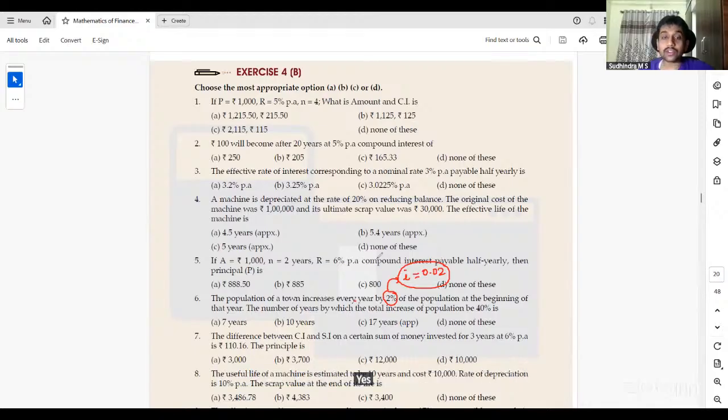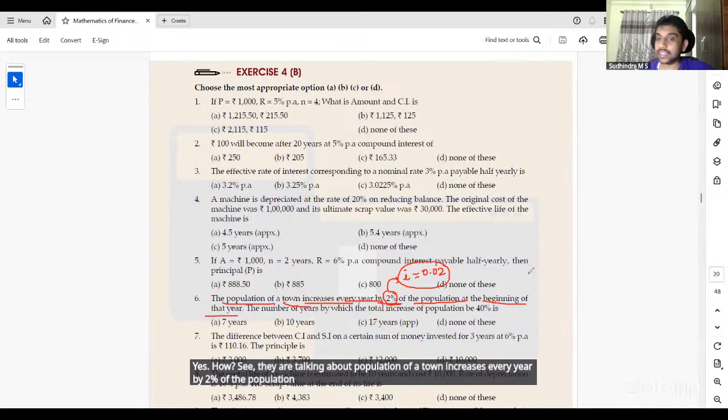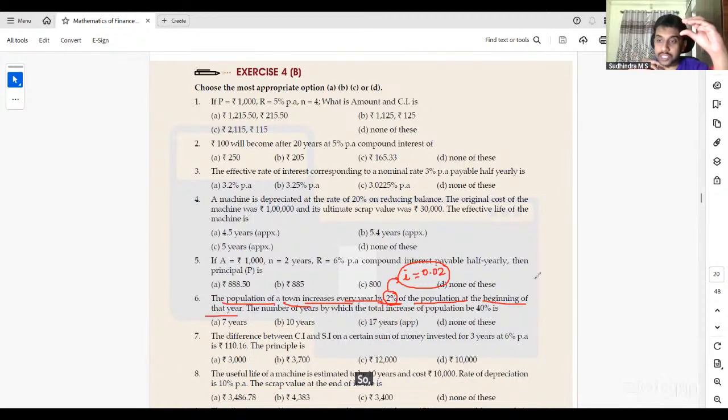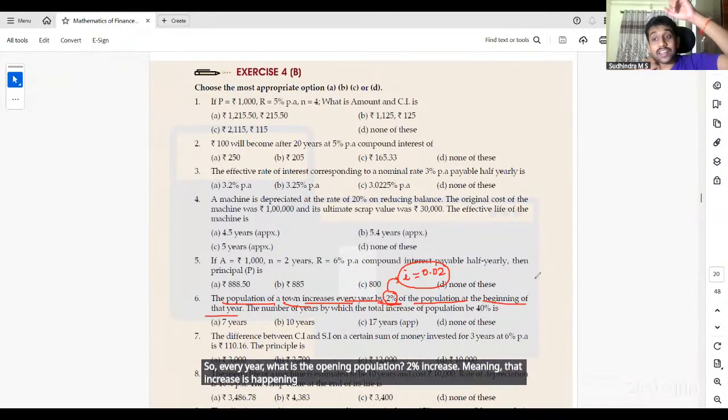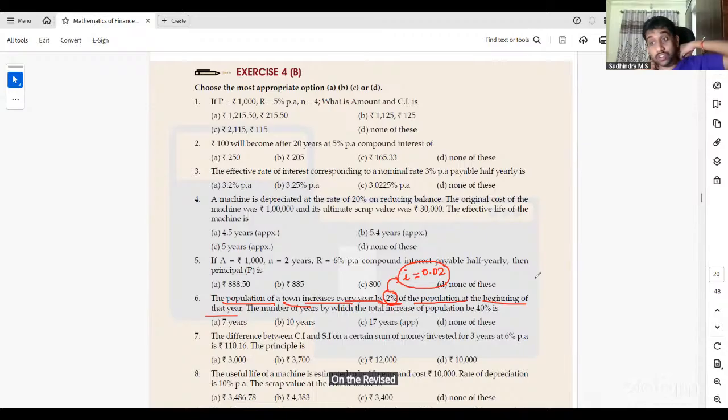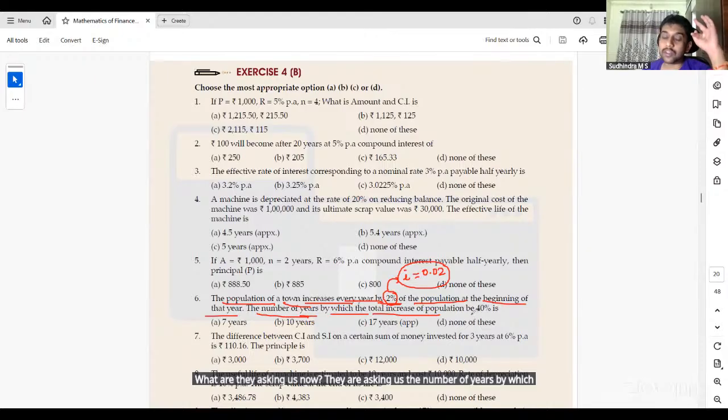See, they are talking about population of a town increasing every year by 2% of the population at the beginning of that year. So every year, what is the opening population? 2% increase means that increase is happening on the revised population values, not on the original population. So it is compound interest. So since increase of 2%, we can consider I as 0.02. What are they asking us now? They are asking us the number of years by which the total increase in the population will be 40%.